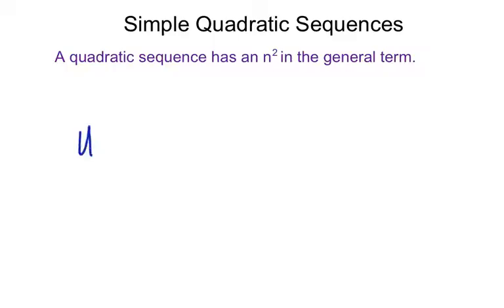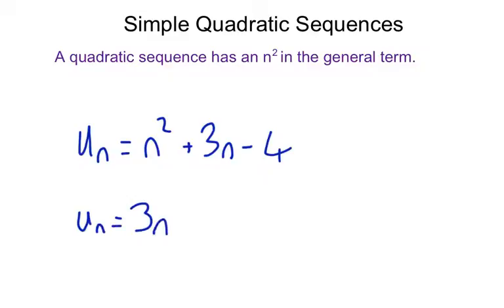For example, if we had un equals n squared plus 3n minus 4, or another example might be un equals 3n squared minus 7n plus 15. And any one of these with an n squared in the general term is a quadratic sequence.